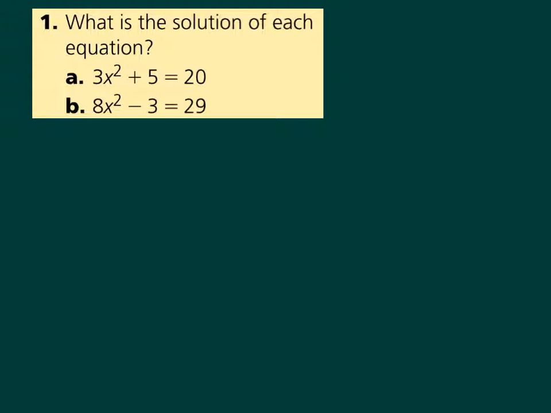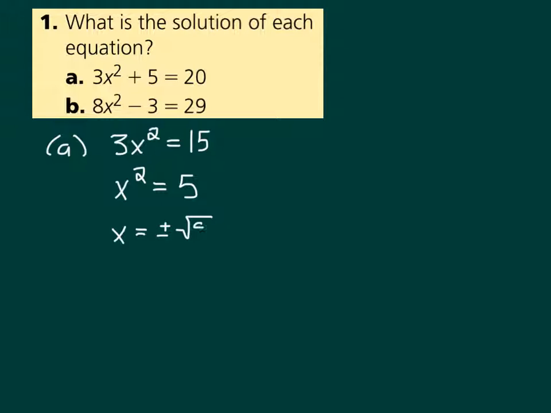So part A, I'm going to subtract 5 from each side. I get 3x squared is 15. Then I am going to divide by 3. I get x squared is 5. So then I take a square root to finish solving. I get x is, but when we do this we have to say plus or minus the square root of 5.